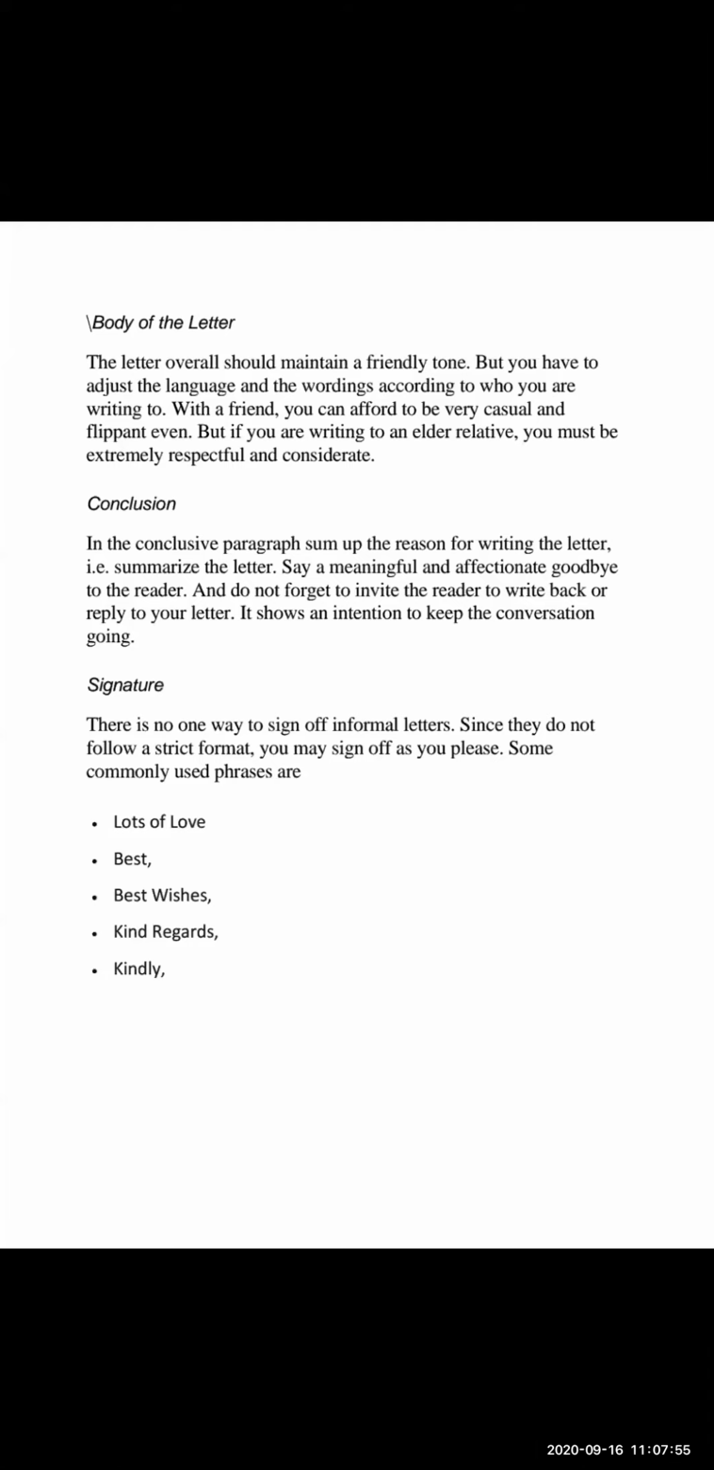It shows an intention to keep the conversation going. Means sometimes you will send a letter, after that you will get a reply, then you will send a letter again, and then your conversation keeps going. Now the next one is the signature. There is no one way to sign off an informal letter since they do not follow a strict format. You may sign off as you please, and some commonly used phrases are lots of love, best wishes, then kind regards, kindly. Like that you can also use in the informal letter.